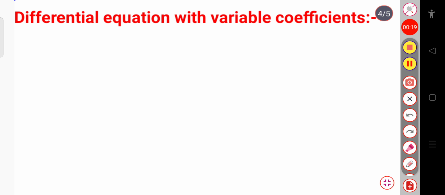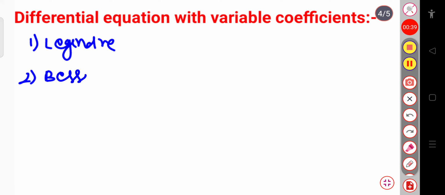So here we will see first the differential equation with the variable coefficients. So basically you know the four types of the differential equation. One is Legendre differential equation. The next one is Bessel differential equation. Then the third one is Hermite differential equation. And the fourth one is Laguerre differential equation.